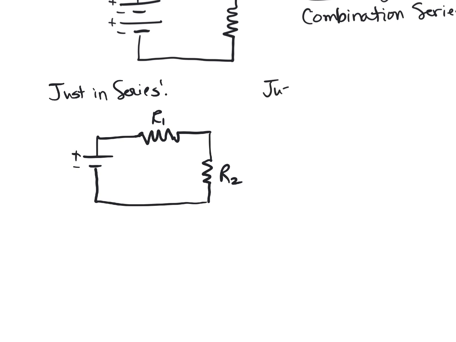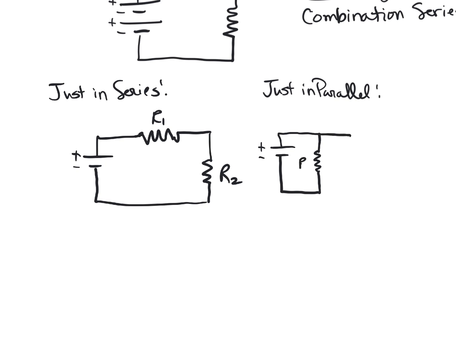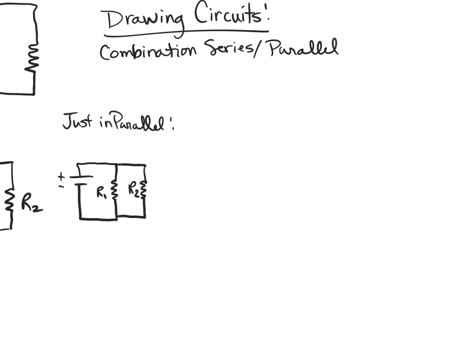Now, just in parallel. This one's a little trickier because we've got to draw one resistor, and then we draw another. So this would be R sub 1, and this would be R sub 2. Okay? That's just in parallel. Now what happens if we have a combo plate? We have them in series and in parallel. We've got a source here. This is my voltage source.